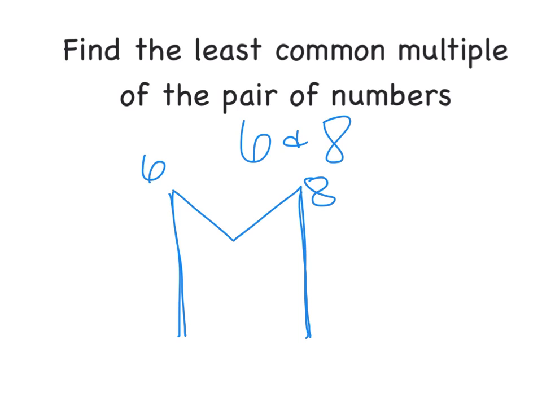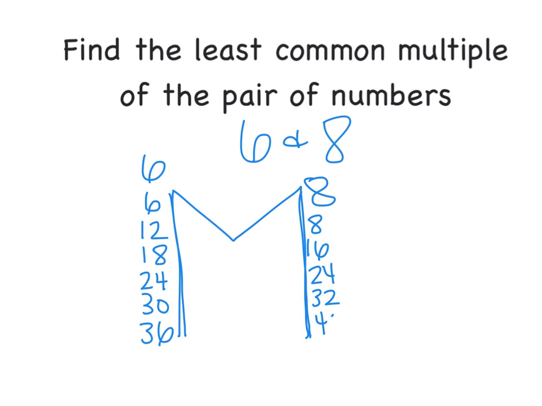So I'm going to just write out some multiples of 6. The first multiple of a number is always itself, because 6 times 1 is 6, 6 times 2 is 12, then I have 18, 24, 6 times 5 is 30, 36. I'll stop there because I've run out of room. Now I'll work on 8. The first multiple of 8 is 8, 16, 24, 32, 40, 48.